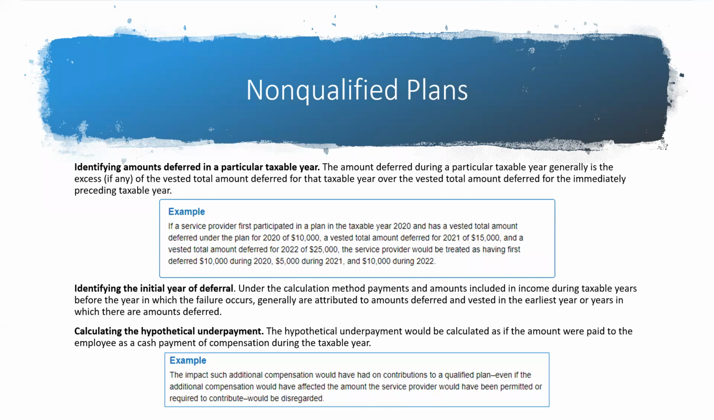When you're calculating a hypothetical underpayment, it would be calculated as if the amount were paid to the employee as a cash payment of compensation during the taxable year. So in your example, the impact such additional compensation would have had on contributions to a qualified plan, even if the additional compensation would have affected the amount the service provider would have been permitted or required to contribute, would be disregarded.